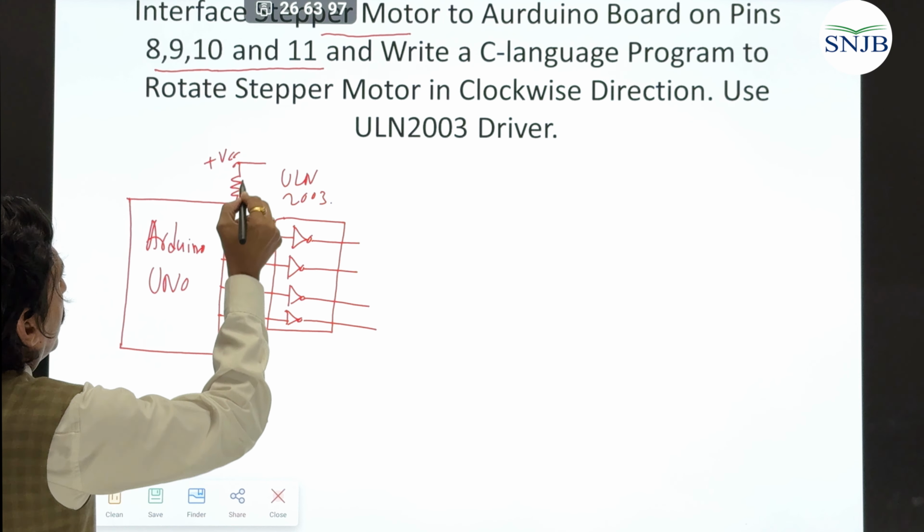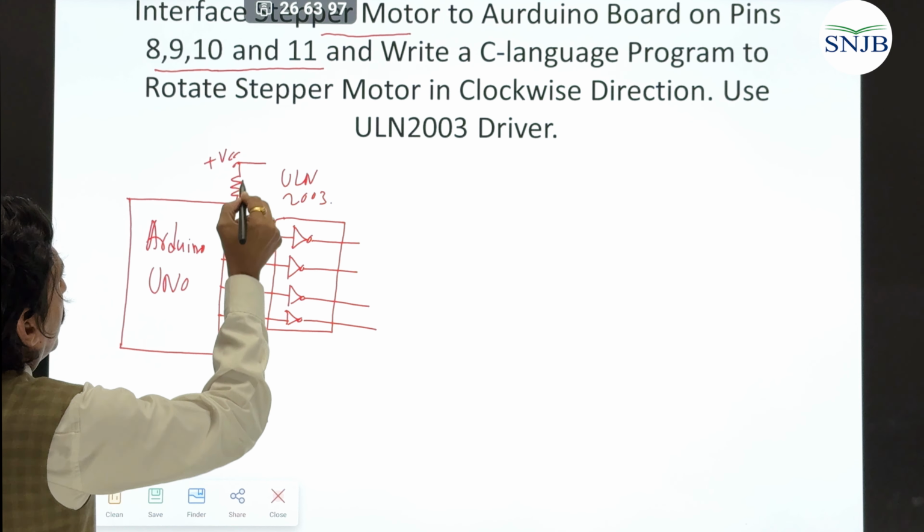Second program of this session, interface 7 segment LED. So this is the 7 segment: 1 segment, 2 segment, 3 segment, 4th, 5th, 6th and 7th segment. 7 segment LED is interfaced to the Arduino board, on which pins it has been mentioned, 8 pin.